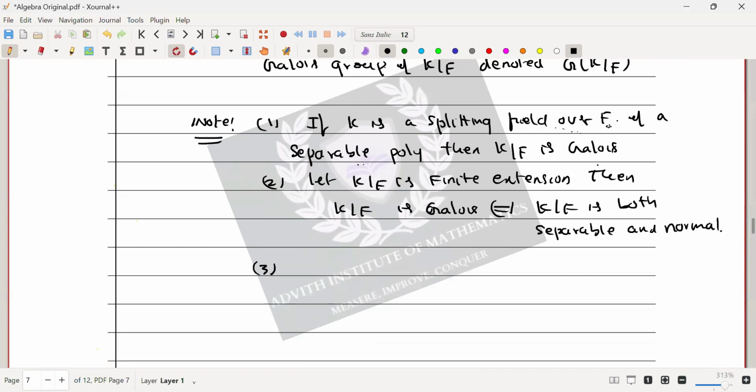Next one, every quadratic extension. That means the degree of E over F is equal to 2, sir, is Galois.